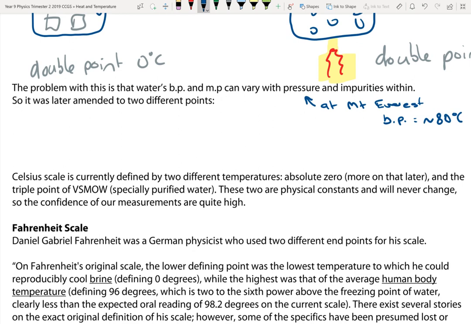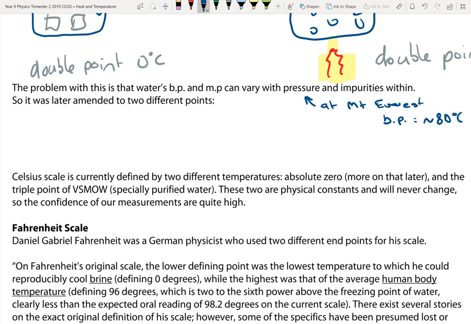Okay? So imagine if you were trying to make a thermometer and you lived in Nepal. When you do your melting point and your double points, your line's going to go up. You're going to mark a line, and if you call that 100, you could go down to sea level and put it in boiling water. It's going to go above that scale. So that was the problem. You cannot have a scale that's based on points that can change.